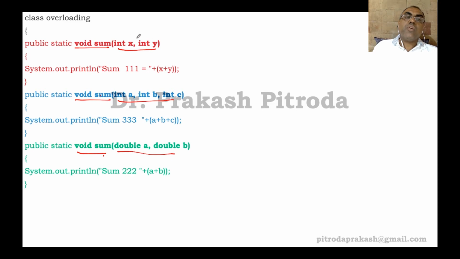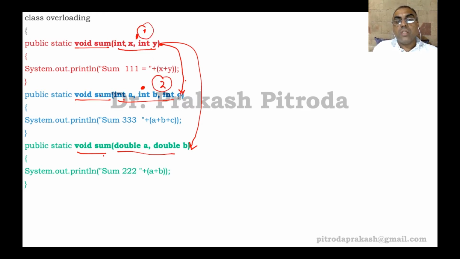Now if you look at this, there are two integers, whereas there are three integers. So there is a different parameter. There are two integers, or even if the number of arguments is the same, then they differ by the data type. If you compare this function with this function, it has two different types. In the first case you have two integers. In the second case you have three integers. So it is differed by the parameter list with respect to the number of arguments.